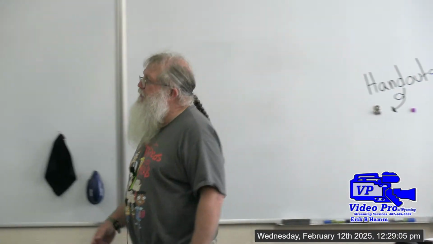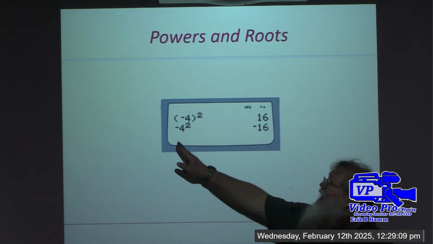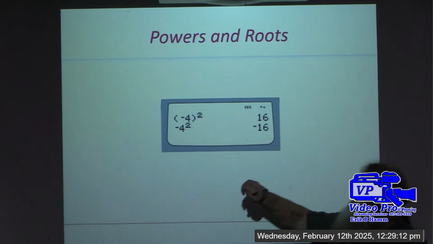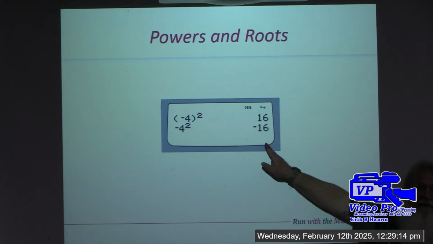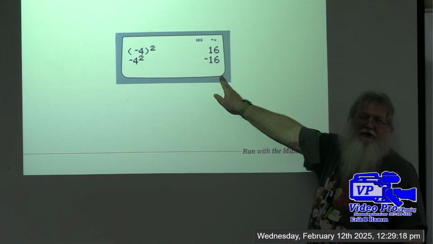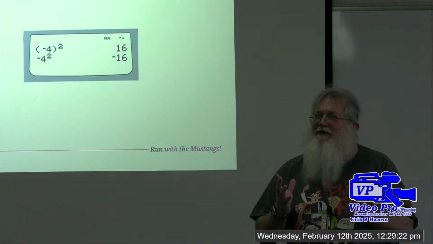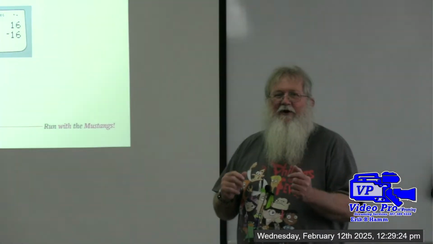If you don't use parentheses, your calculator is going to see that as the opposite of 4 squared, and it's going to see it as negative 16. This messed up some of my students this semester in college algebra because they were using the Pythagorean theorem or the distance formula, and they weren't squaring their negatives correctly.